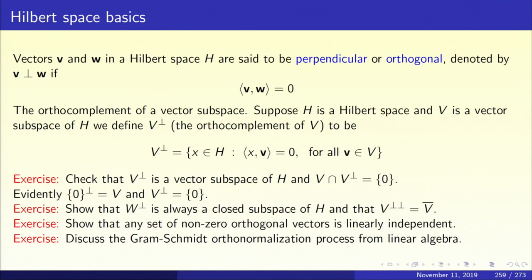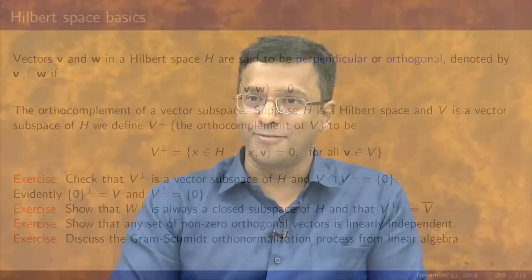Why is the intersection the 0 space? Suppose x is in the intersection of V and V perp. Because x is in V, it must be orthogonal to everything in V perp. But x is also in V perp, so x must be orthogonal to itself. So x dot x must be 0. That means the norm of x squared must be 0, so x must be compulsorily 0. So V intersect V perp is exactly the 0 vector.